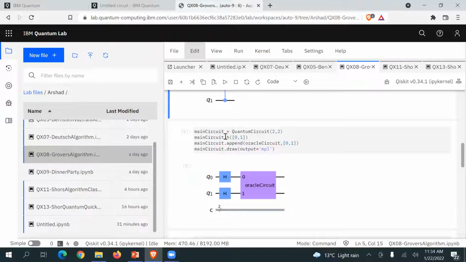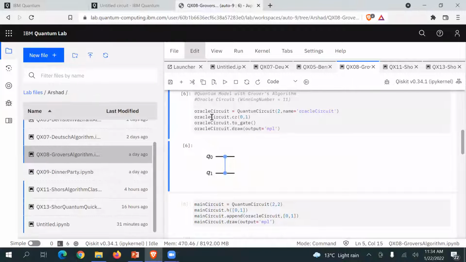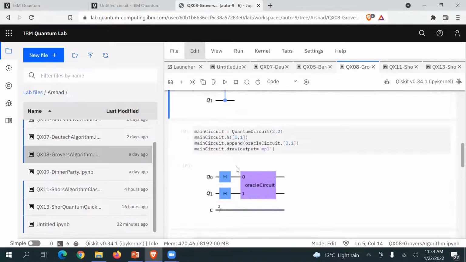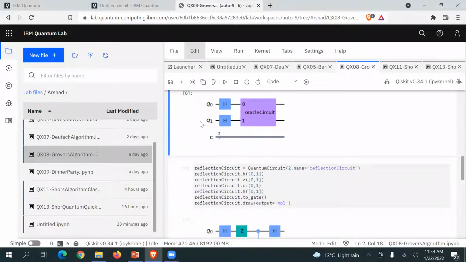So what we have created is an Oracle circuit. This Oracle circuit acts as a reflector of sorts, and we apply it to the main circuit. The main circuit is a 2 qubit quantum circuit, and we apply a Hadamard gate to it and put the Oracle circuit in front of it.